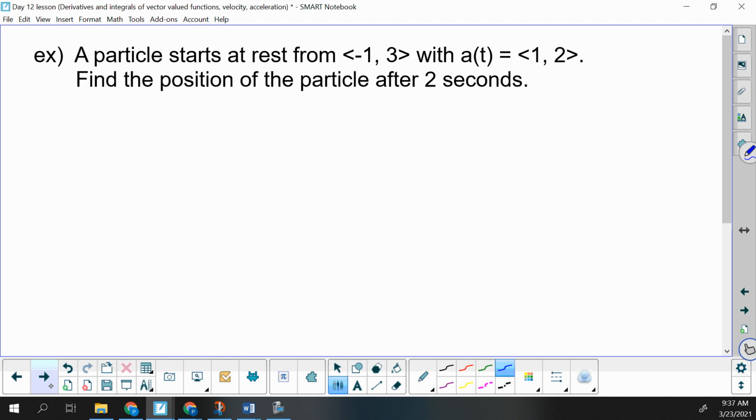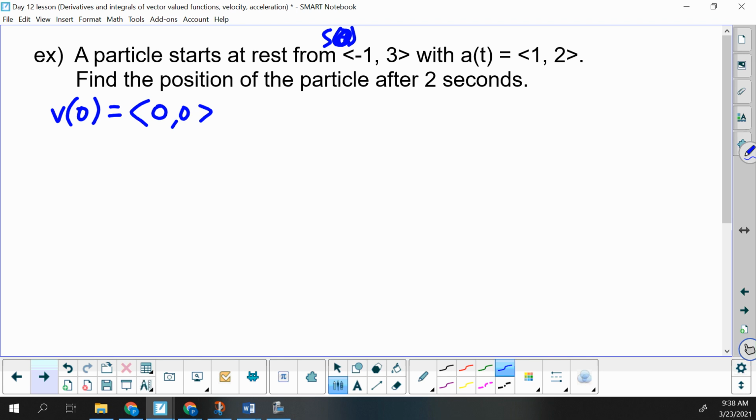All right, if we go to the next page, we've got a particle that's starting from rest from -1, 3. So this is our position function, or our position vector valued function. So let's think of that as like s of t. If we're starting, or I should say s of 0, because it's where we're starting, our initial velocity vector valued function would be 0, 0, because we're starting from rest, and we have our acceleration.